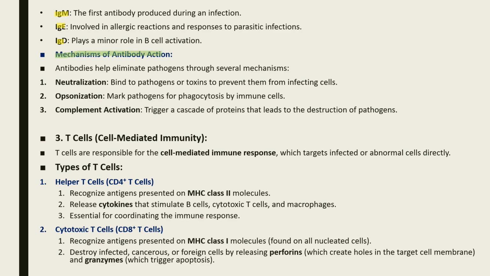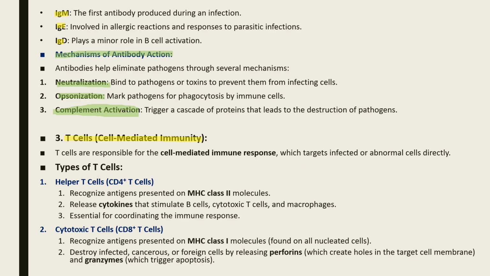Antibodies help eliminate pathogens through several mechanisms: neutralization, opsonization, and complement activation. It triggers a cascade of proteins that leads to the destruction of the pathogen, and the complement system is activated, and that's how the pathogen is destroyed. Number 3 is T cell or cell-mediated immunity. T cells are responsible for the cell-mediated immune response, which targets infected or abnormal cells directly.